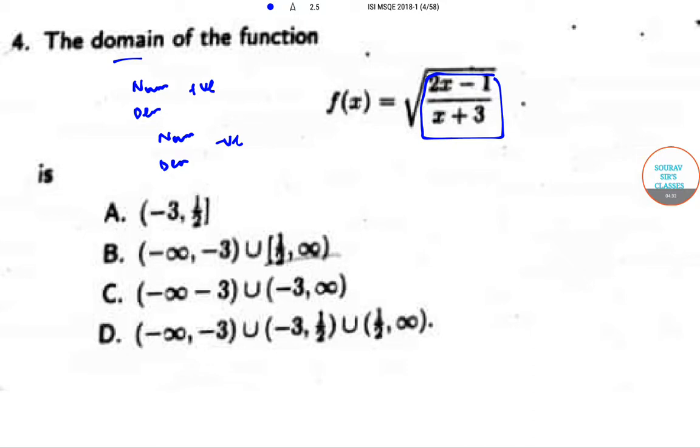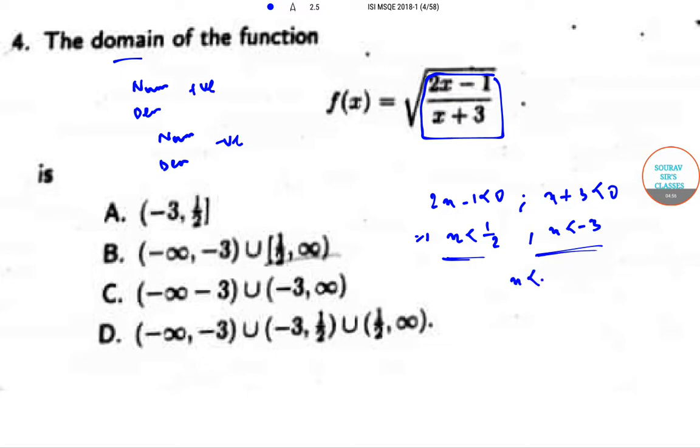Now say when both are negative, so 2x minus 1 less than 0 and x plus 3 less than 0. So from here we get x less than half and x less than minus 3. But we need to choose a value which satisfies both of these conditions. So we zero in on x less than minus 3.